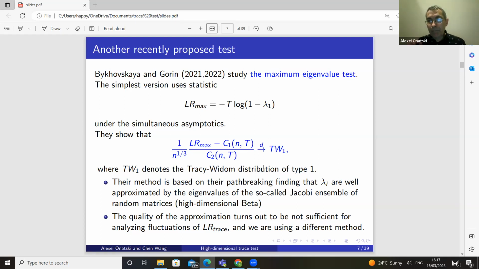Unfortunately, the approximation is not quite exact. There is some error of this approximation, not because of imperfection of the method, but it's genuine error of the approximation. And it is not enough to study the trace statistic. It is, though, enough to study the maximum eigenvalue statistic. So our methods in this paper are totally different from methods of Bykhovskaya and Gorin.